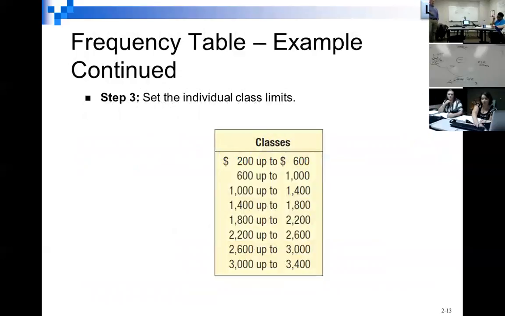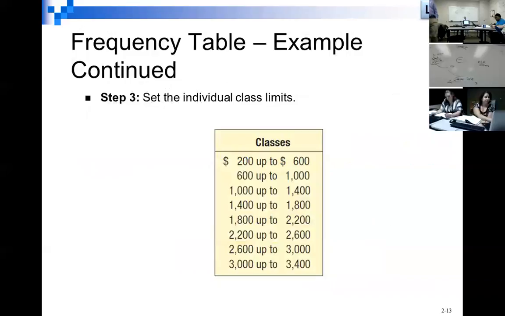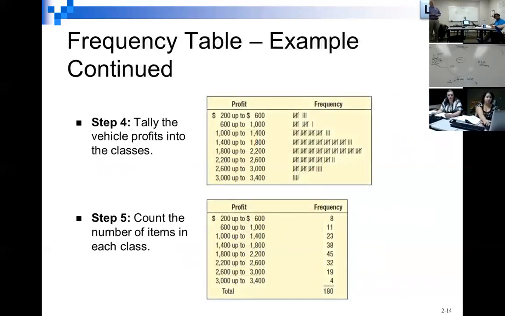Now, step 3, set up the individual class limits. We just identified we were going to have 8 classes, 1, 2, 3, 4, 5, 6, 7, 8, and we said that our class width would be $400. After you've done that, step 4, you're simply going to count or tally vehicle profits that fall into each class. And step 5, count the number of items in each class.